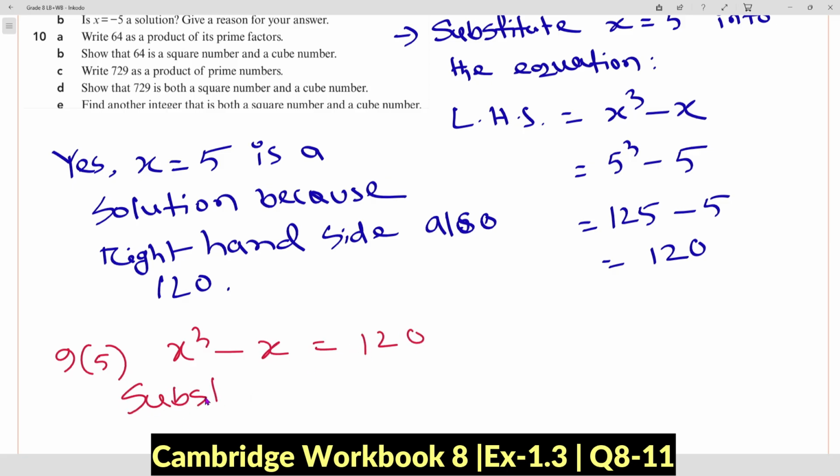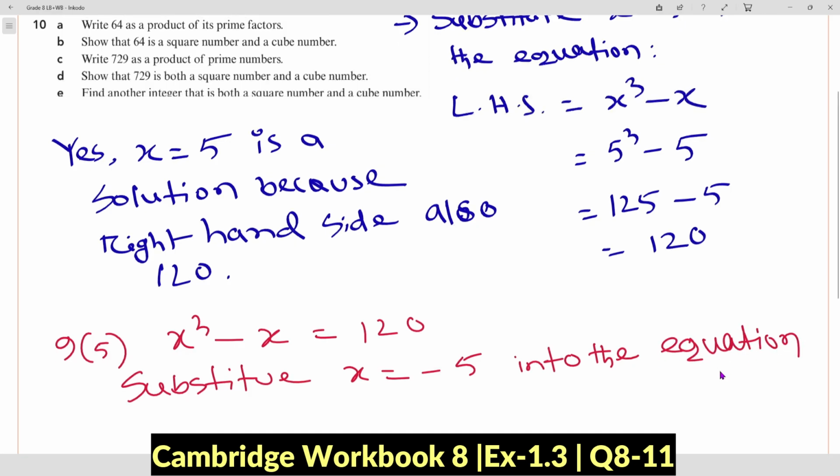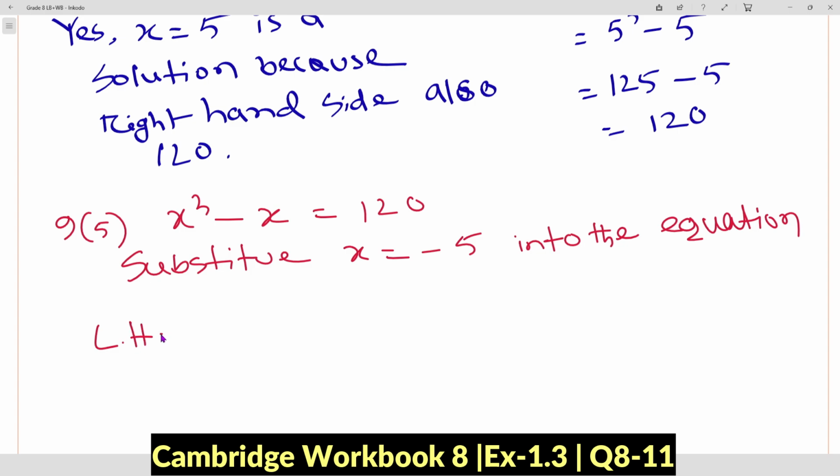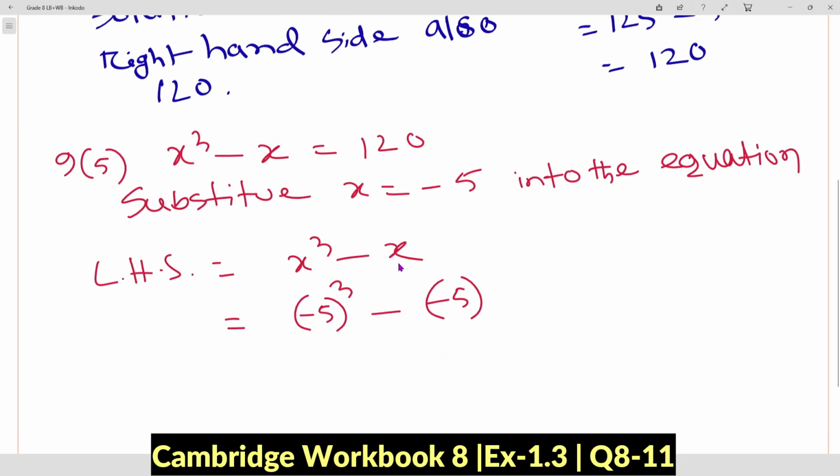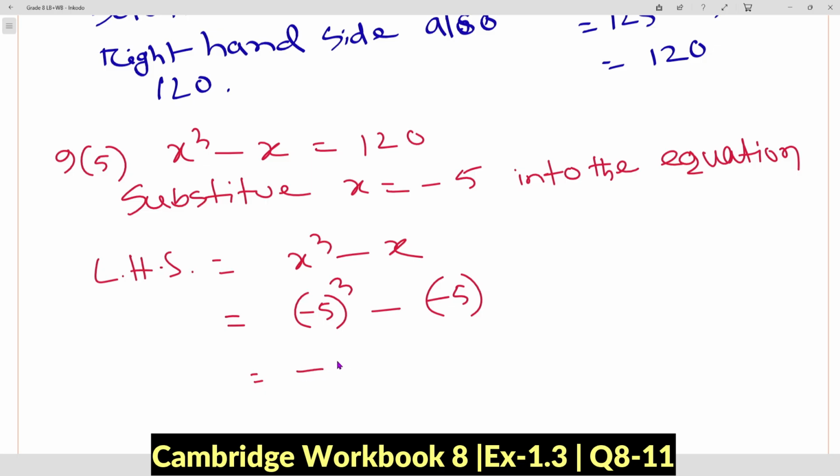Substitute x equals minus 5 into the equation, right? So the left hand side, x cube minus x, so minus 5 cube, then minus minus 5. Minus 5 cube means minus 125. Minus and minus, once you multiply, it will be plus 5. So here it is not 120 but minus 120.